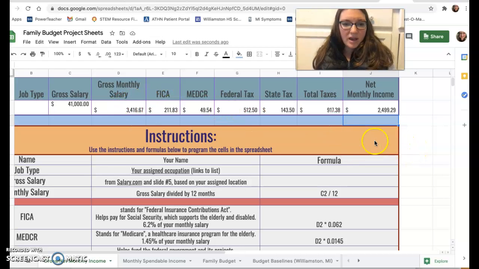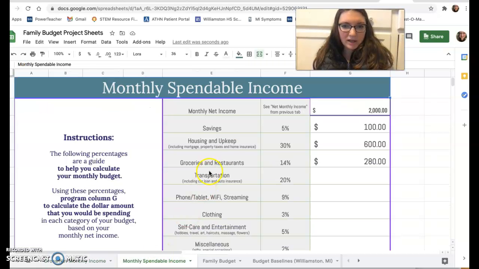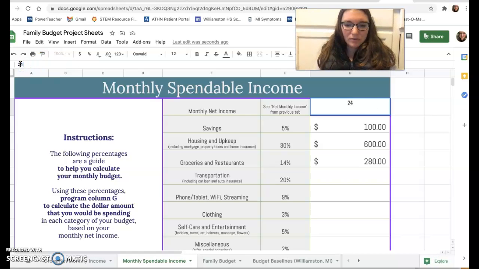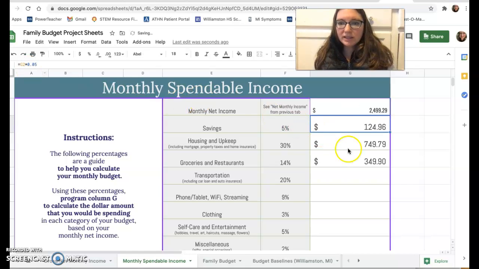So that makes sense. Okay, so then what you're going to do with that, I am going to put that number, $2,499.29, into this next one. I tried to copy the formula in there and it didn't work. Okay, so that's my monthly net income.